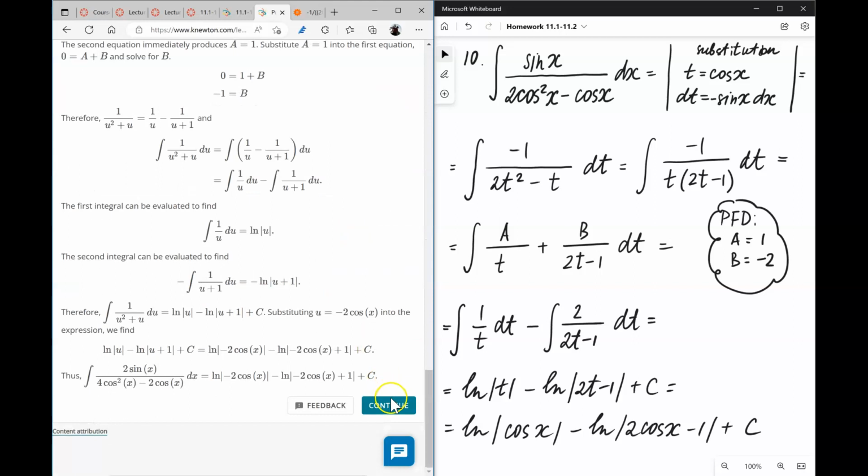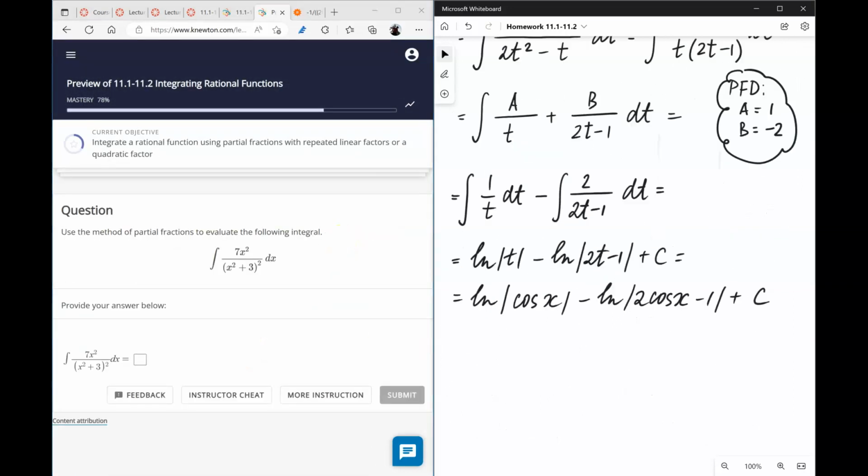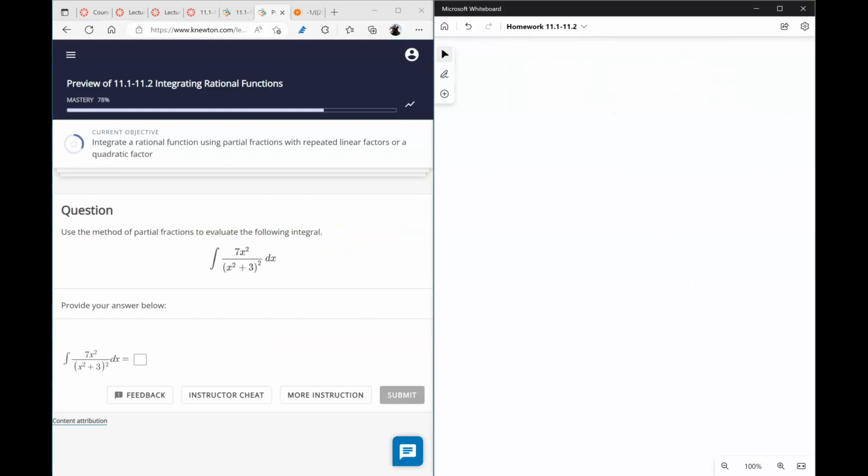And we are almost, hopefully, near the end. Let's do number 11. We have the integral of 7x squared over (x squared plus 3) squared dx.